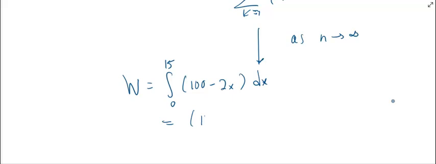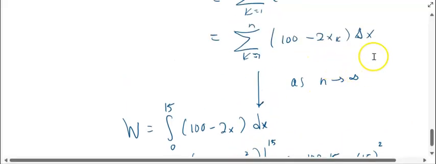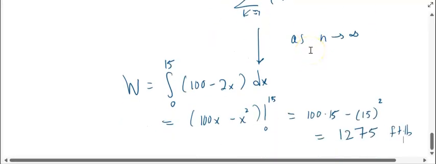So our antiderivative, we're going to have 100x minus x squared. Evaluate this by plugging in 15, plugging in 0, subtracting. So 100 times 15 minus 15 squared. And that can be calculated out to 1,275. Again, the units on here are going to be foot-pounds. Right, foot-pounds. The units did match up inside of our Riemann sum. I just want to go and point that out.